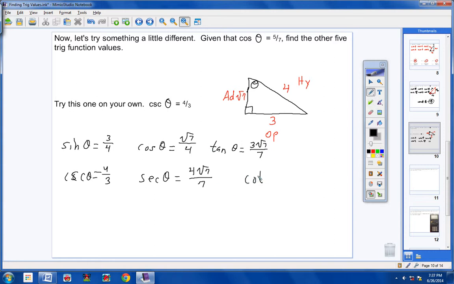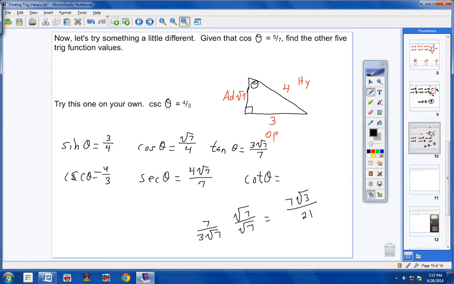Now, cotangent of theta, you're welcome to flip this here, and that's totally fine. You will get 7 over 3 square root of 7. And of course, we're going to multiply the top and the bottom by square root of 7, square root of 7. And we're going to end up with 7 square root of 7 over 21.